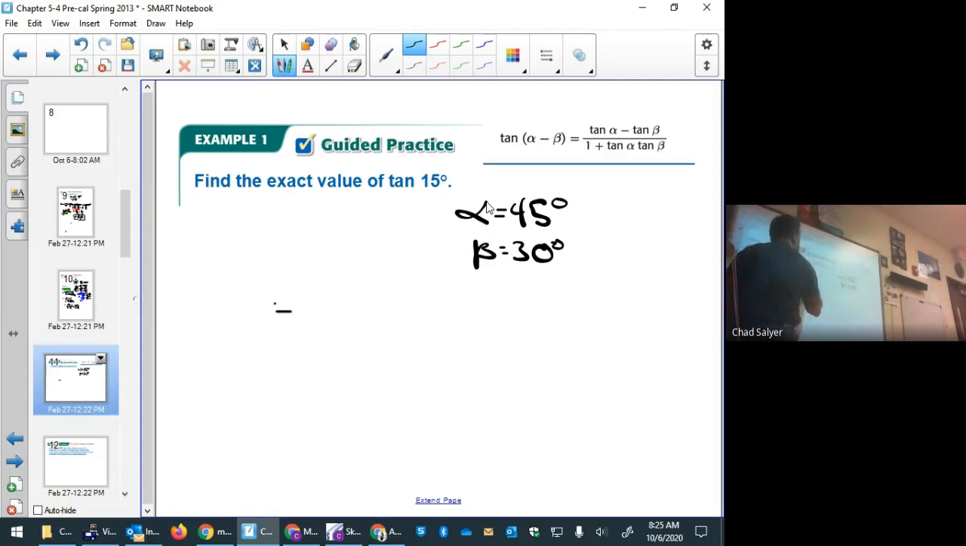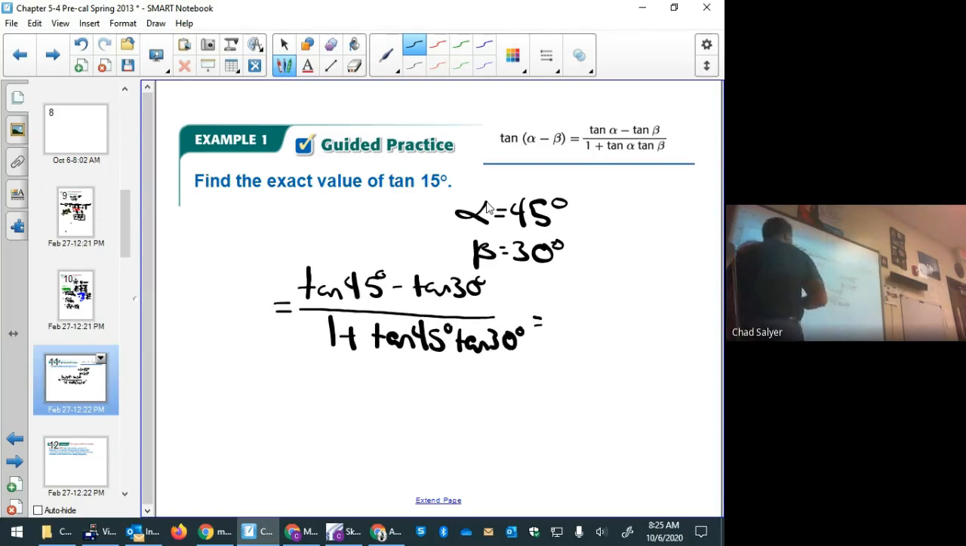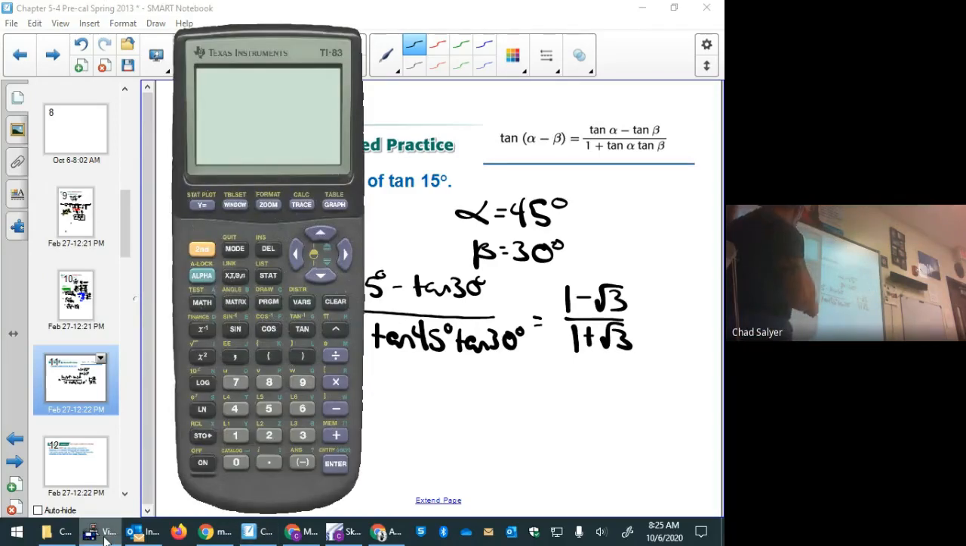All right, so if we plug that in, we get the tangent of 45 degrees minus the tangent of 30 degrees over 1 plus the tangent of 45 degrees times the tangent of 30 degrees. And what does that simplify to, Kobe? 1 minus radical 3 times 1 plus 1 minus radical 3, which would be radical 3. So let's see if that corresponds to the value of tangent of 15.